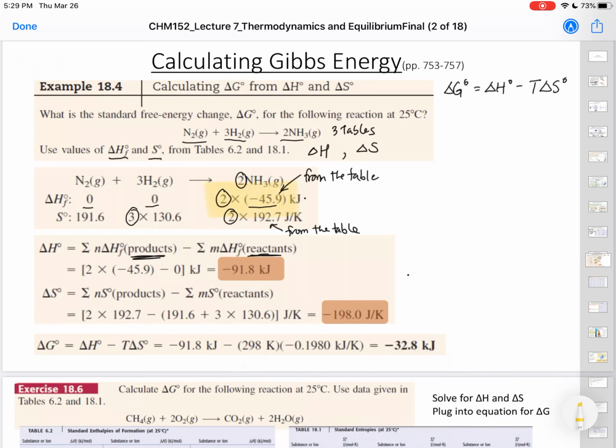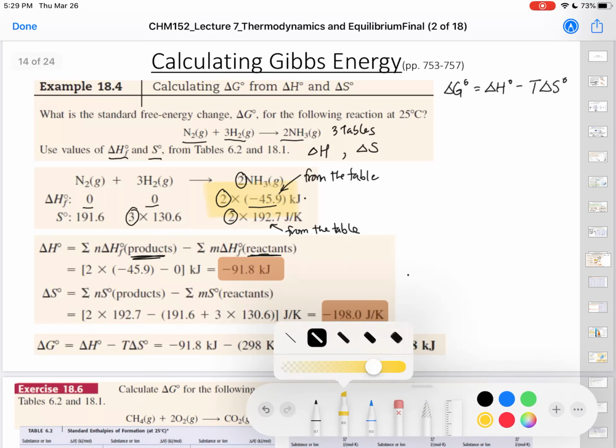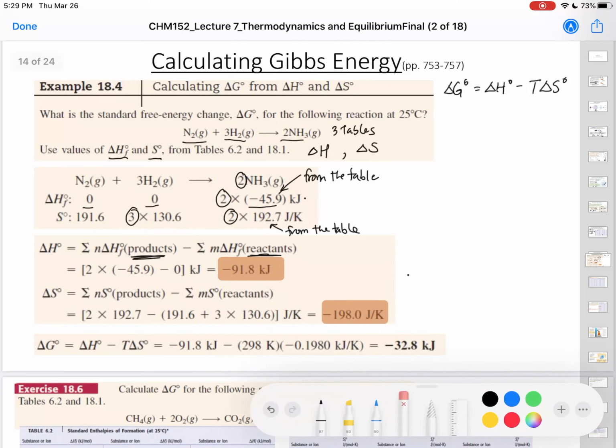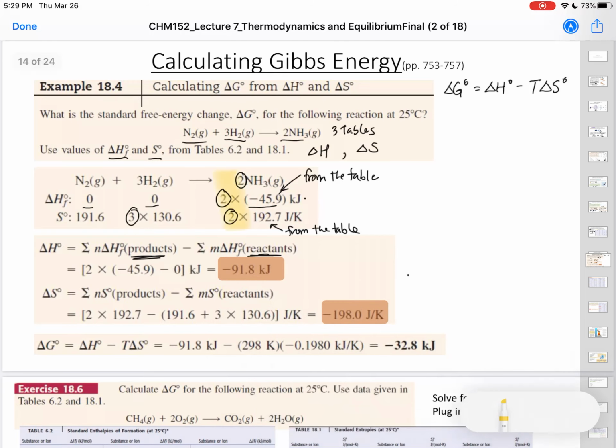Okay. So notice they've taken this value. I'm going to do it in color so you can see it. They're taking this value. Wow, it's so thick. Maybe thinner.